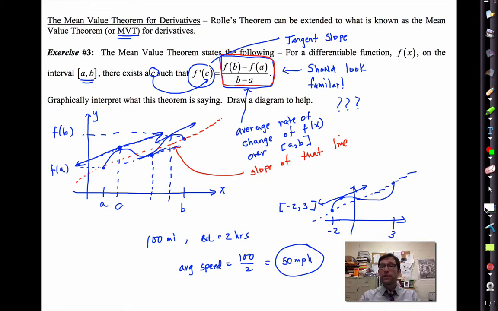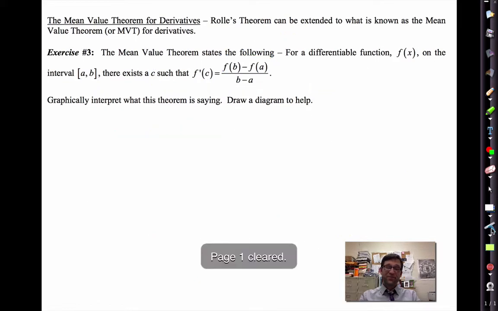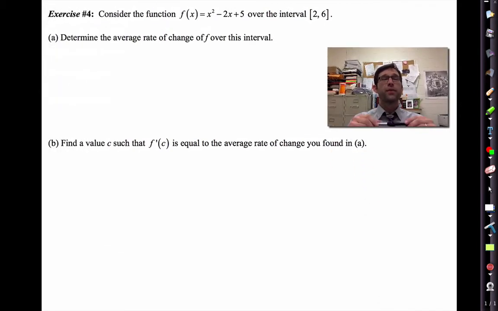It's a really, really neat theorem. I'm going to clear the theorem away, so copy down what you need to, as if any of that's really helpful. You never know. All right, let's take a look at an application. Number 4 says, consider the function f of x equals x squared minus 2x plus 5 over the interval 2 to 6. Determine the average rate of change of f over this interval. Why don't you go ahead and do that really quick, okay?